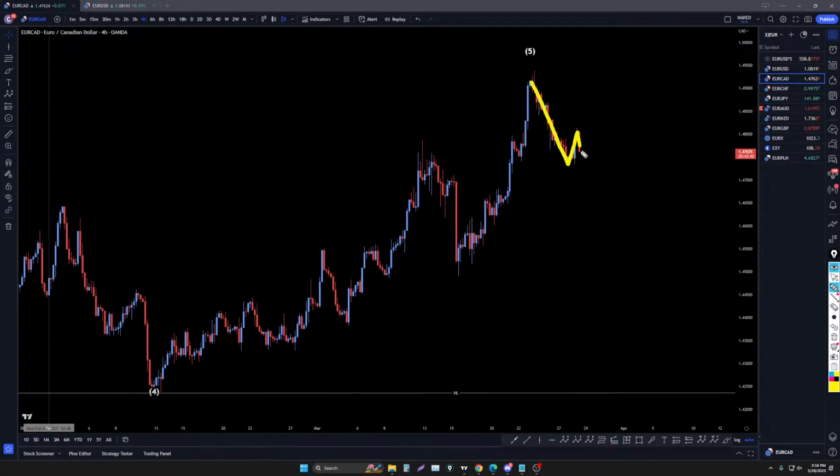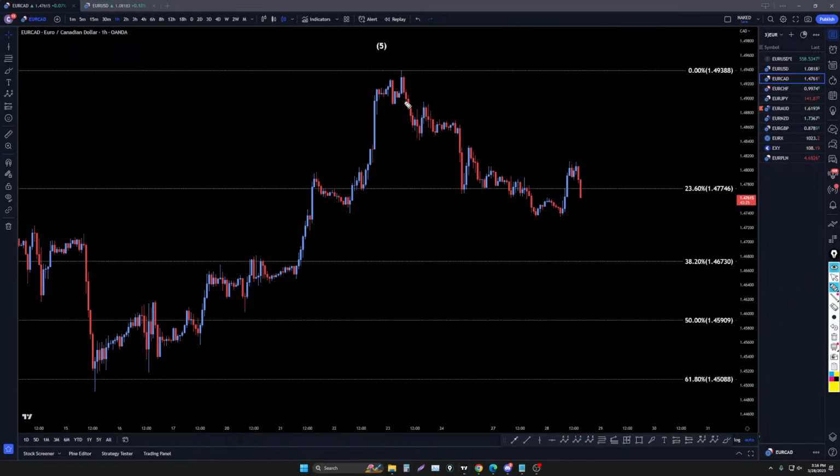This is probably a 1, 2, 3, 4, 5 of A. Make a wave B eventually, and then go down and make a C. We're probably getting ready to start a wave 3 of wave A right now. Yeah, 1 hour time frame. 1, 2, 3, 4, 5. Probably a 1. A, B, C. Probably a 2. That's definitely looking like a wave 3.